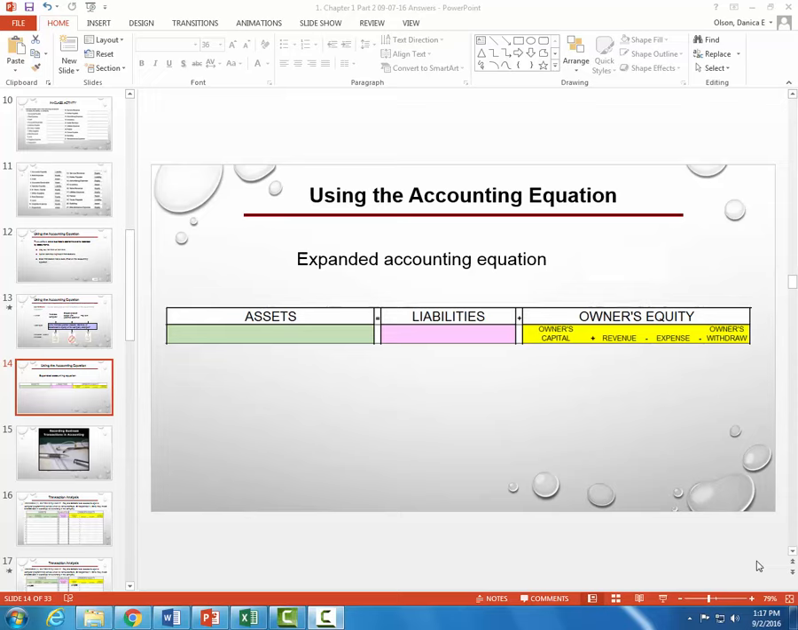Let's review how to use the accounting equation. In this example, we're going to use the expanded accounting equation, where assets are equal to liabilities plus owner's equity. When we look at owner's equity, we'll take the owner's capital plus revenue minus expenses and minus the withdrawals.